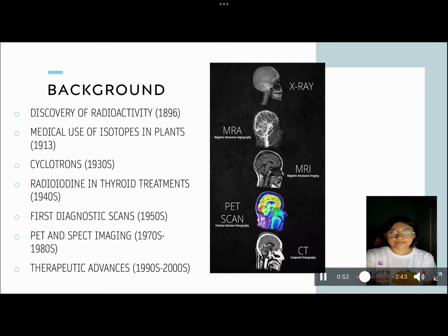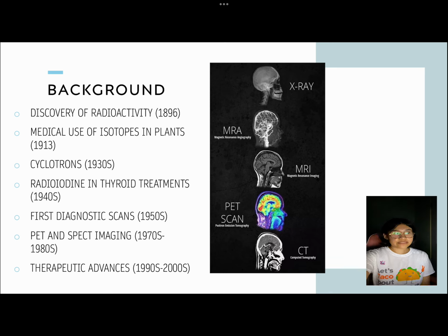Then we have in 1913 the first medical use of isotopes in plants. This was because of George de Hevesy. He was actually using this to investigate the absorption and translocation of lead in plant systems. So that's the second most important one.